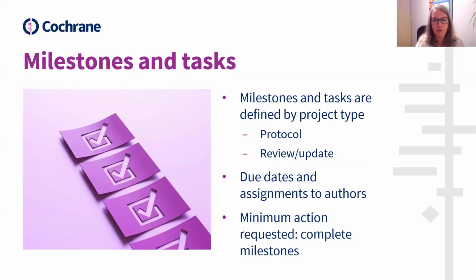So now that reviews have moved to be managed in RevMan, work done on these is broken down into projects. So we call the production of the protocol, for example, one type of project, and producing a review or update is a separate project. Each of these project types has their own sets of milestones and tasks within the project management features that I'm showing you.